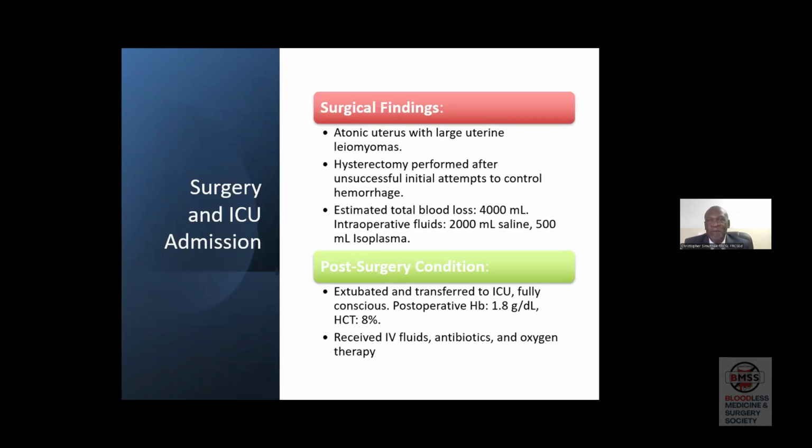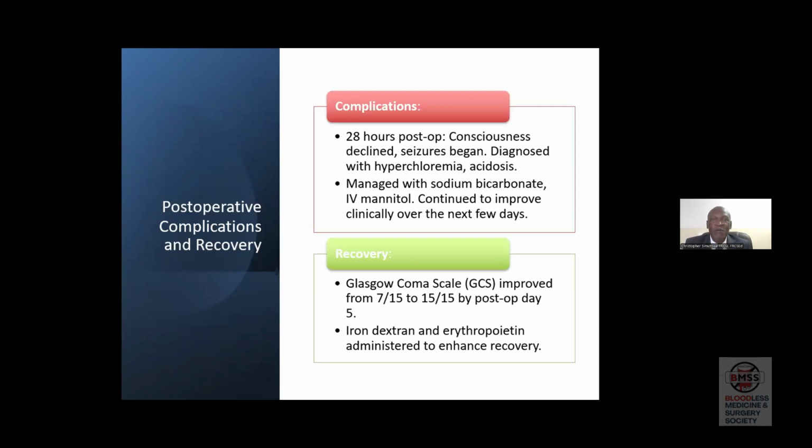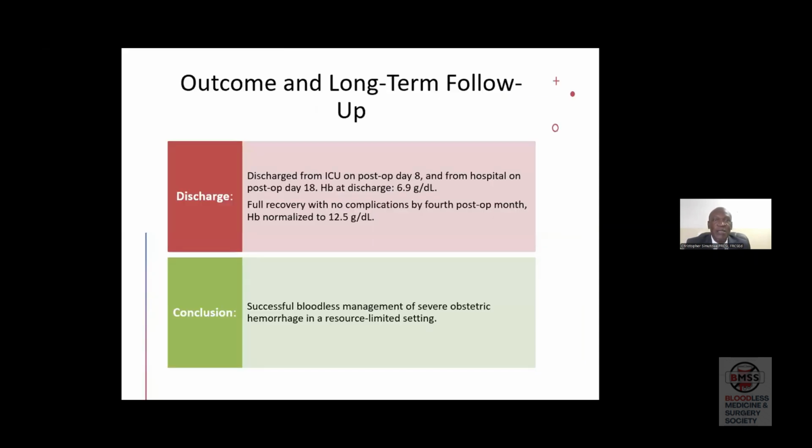We were probably at almost 4 liters. Total blood volume is 5 liters. That was quite bad. The patient was extubated and transferred to ICU. Look at the HB, it came to 1.8, but this patient was well resuscitated with IV fluids, antibiotics, and oxygen therapy. There were even some seizures, but the patient still recovered from that. She was given iron dextran and erythropoietin. The outcome was that the patient was eventually discharged from hospital with an HB of 6.9 at full recovery. So this was a successful bloodless management of severe obstetric hemorrhage in a resource-limited setting.